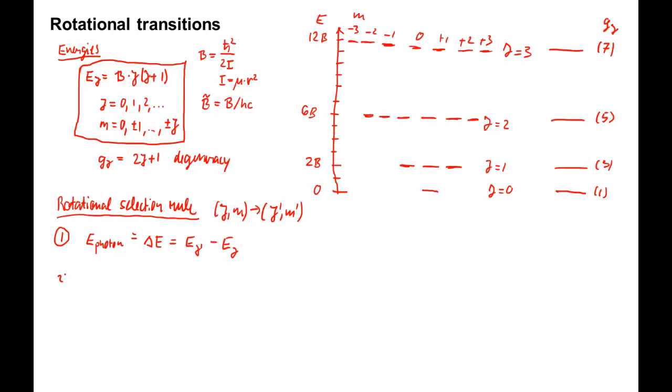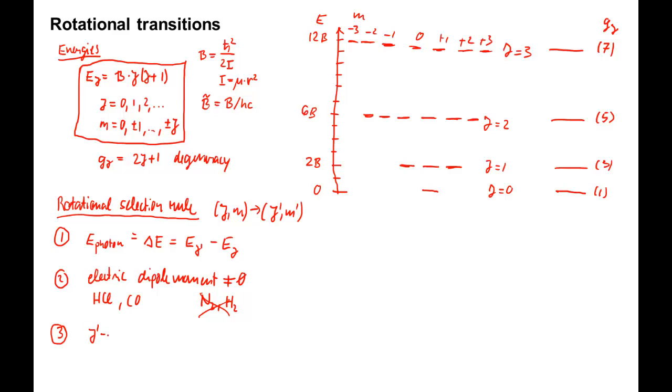Second, the rotor must have a non-zero electric dipole moment. This is true, for example, for HCl or carbon monoxide. However, nitrogen or hydrogen gas do not have an electric dipole moment, so they cannot undergo pure rotational transitions. Third, transitions can only occur between states of adjacent energy levels.